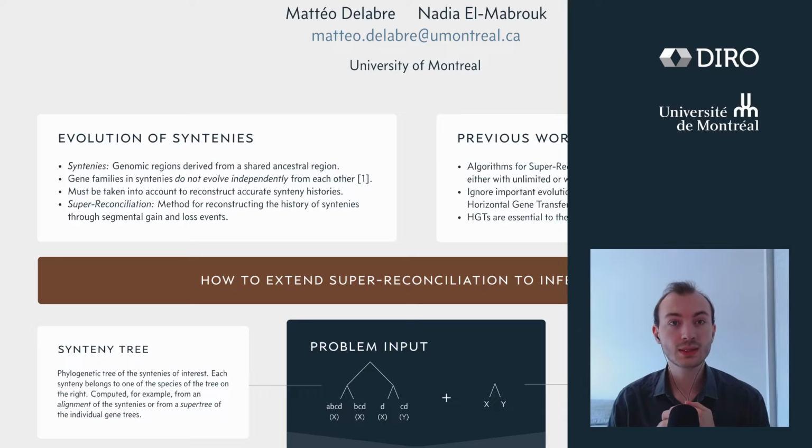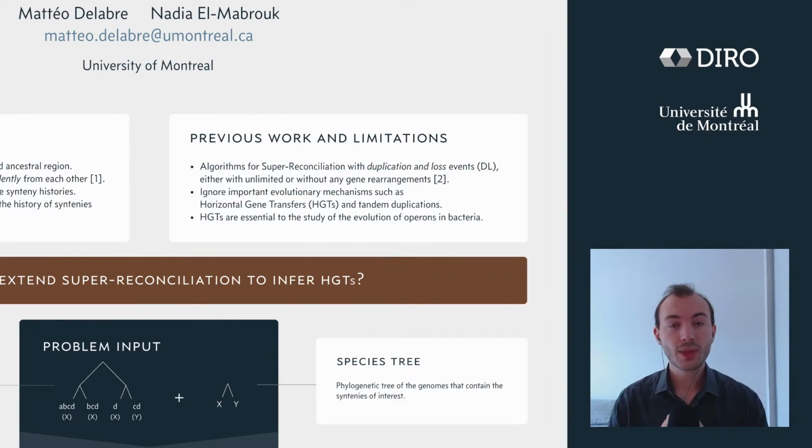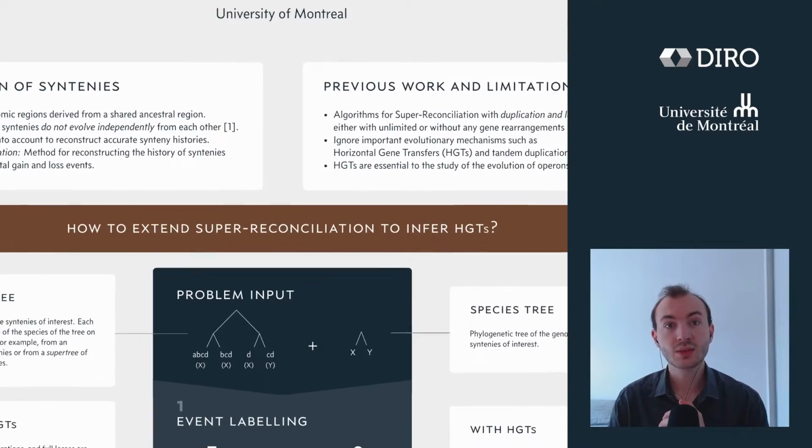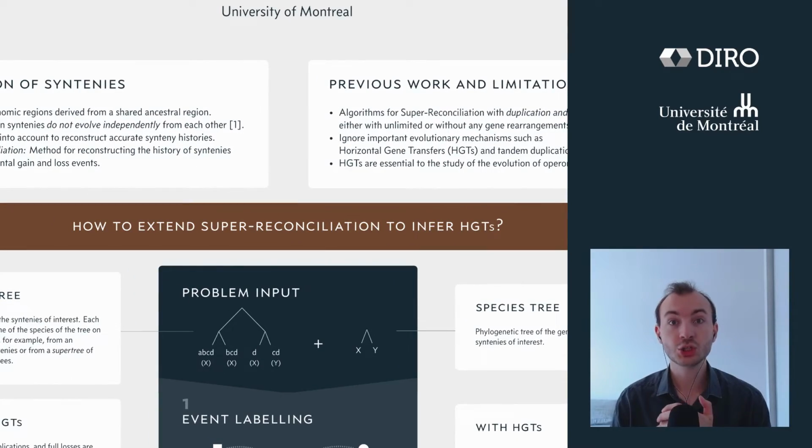Superreconciliation is a method designed to reconstruct the history of synthenies through segmental gain and loss events. Existing algorithms for computing superreconciliations focus on the duplication and loss setting, either with unlimited or without any gene rearrangements. The DL setting ignores important evolutionary mechanisms such as horizontal gene transfers, or HGTs, and tandem duplications. HGTs in particular are essential to the study of the evolution of operons in bacteria. So how can we extend the superreconciliation method to infer HGTs?